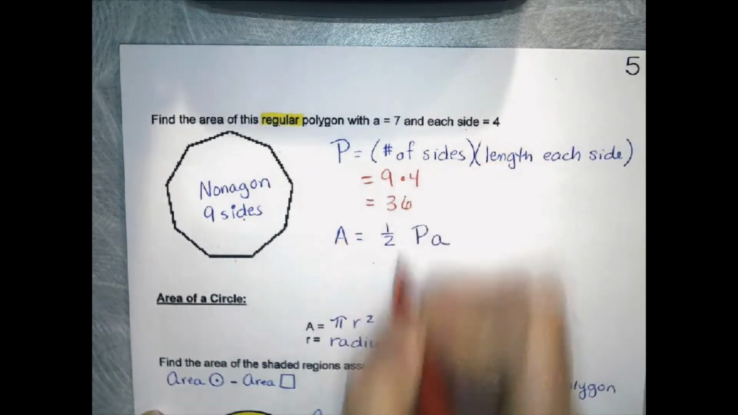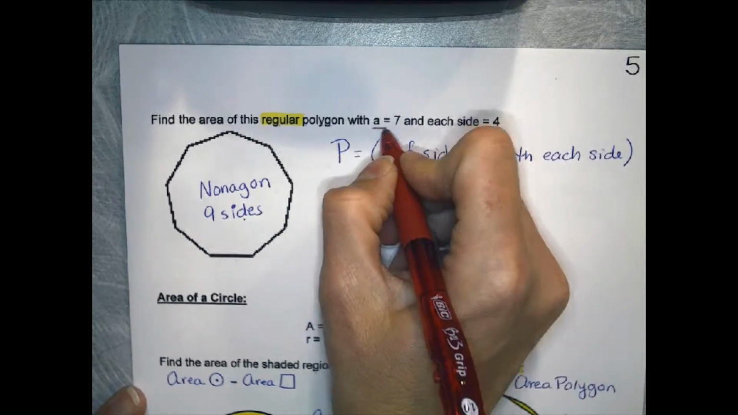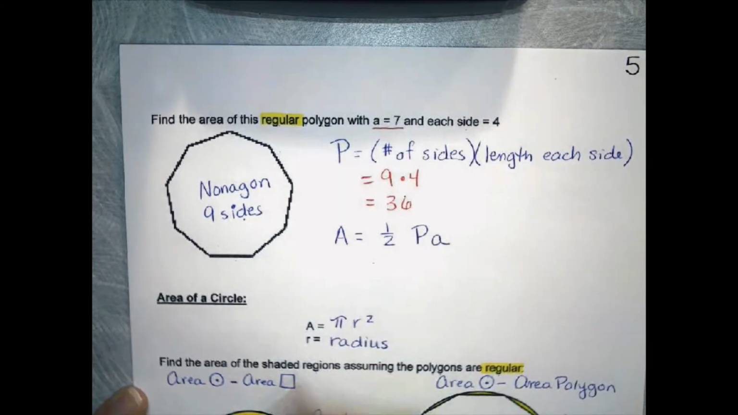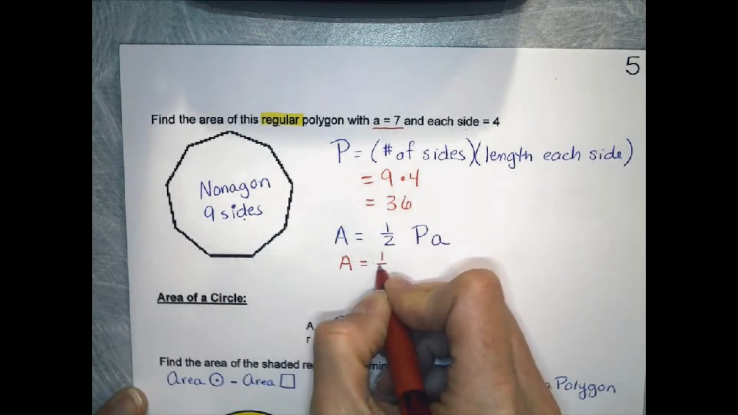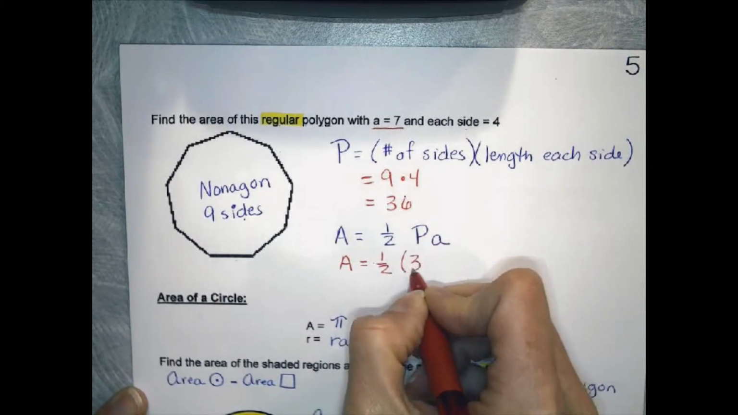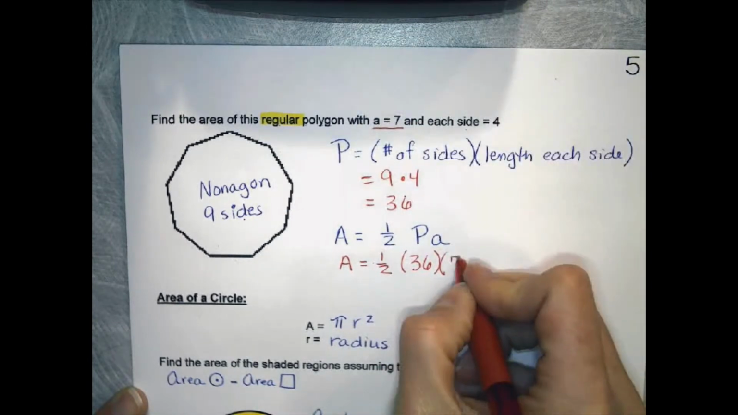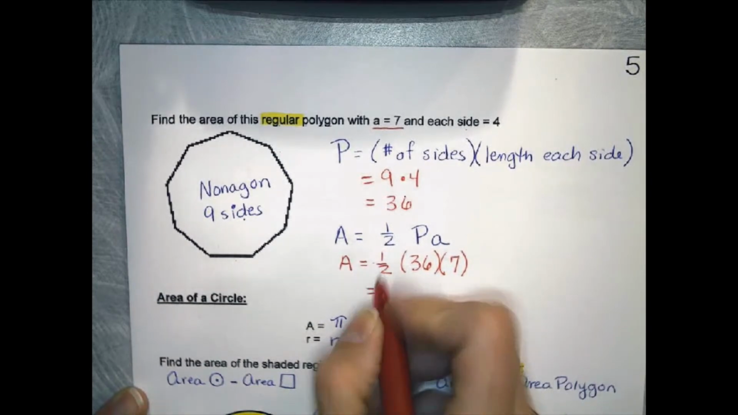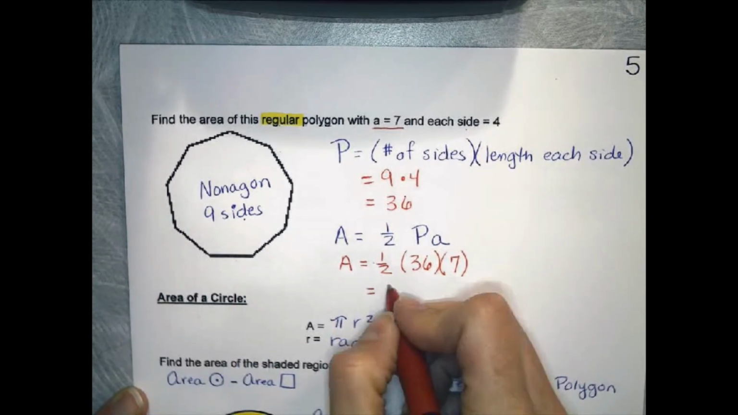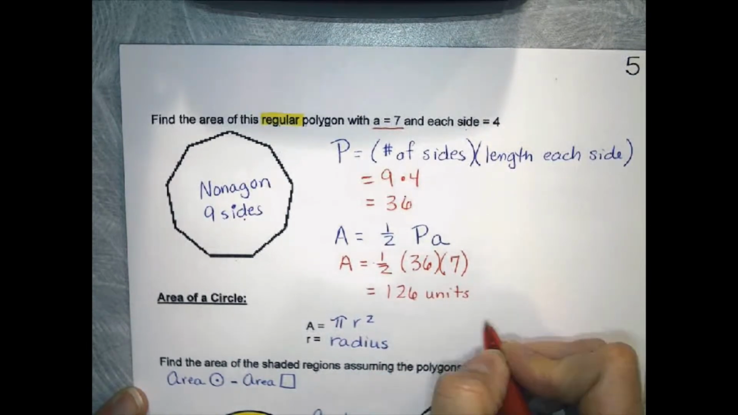The other piece of information I need for this formula is the apothem, and they've told me here that a is 7. So I'm simply going to plug in the information I have. 1/2, I'll substitute 36 for the perimeter, and I'll substitute 7 for the apothem. When I simplify, I will find that the area of this nonagon is 126 units. Because I'm finding area, my units would be squared.